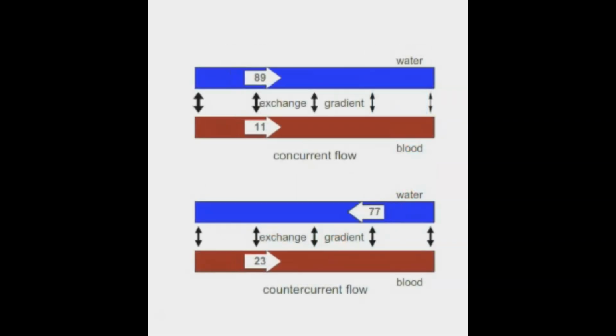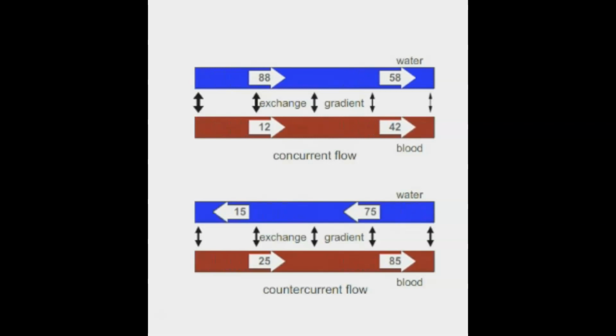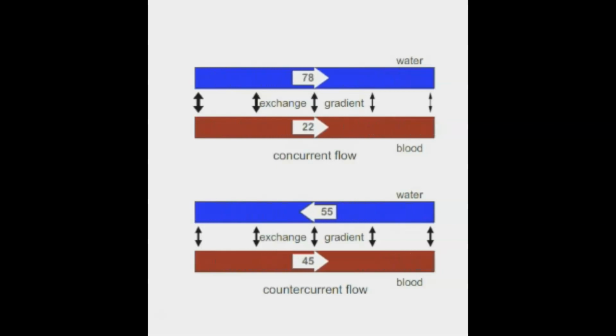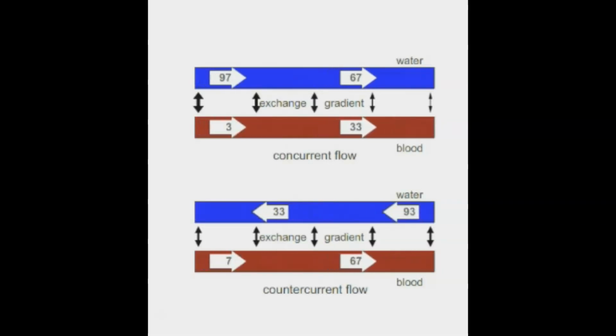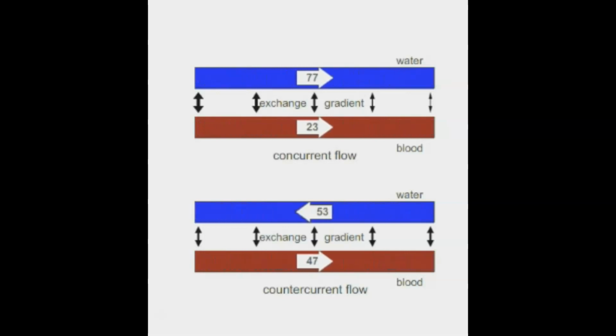Organisms utilize countercurrent flow to maximize the exposure of one substance to another for passive exchange. Animals use this method to maintain optimal temperature, exchange respiratory gases, and maintain homeostasis in the kidney.